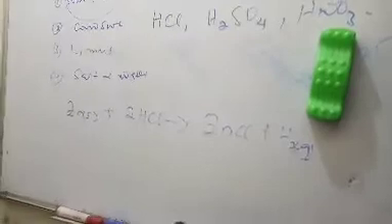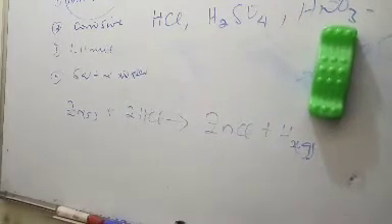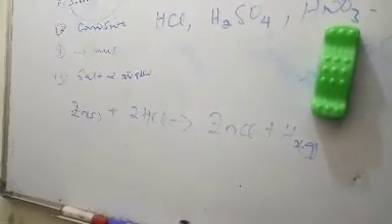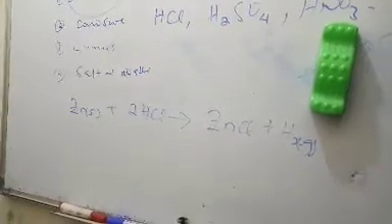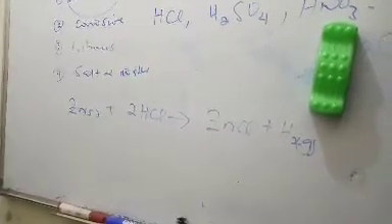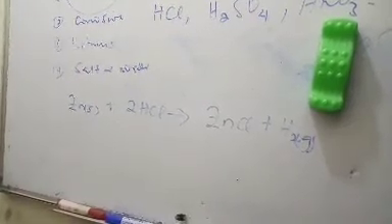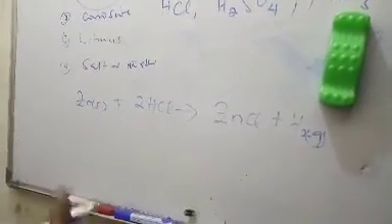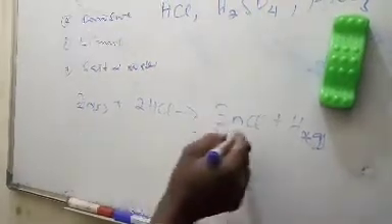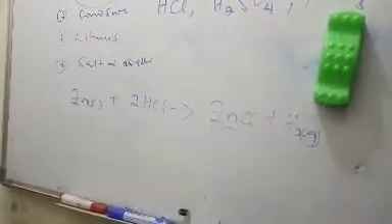So these are some of the properties of acids: sour taste, corrosiveness, the action on litmus, they react with hydroxides and oxides to produce salt and water, and they liberate hydrogen when they react with metals above hydrogen in the electrochemical series.